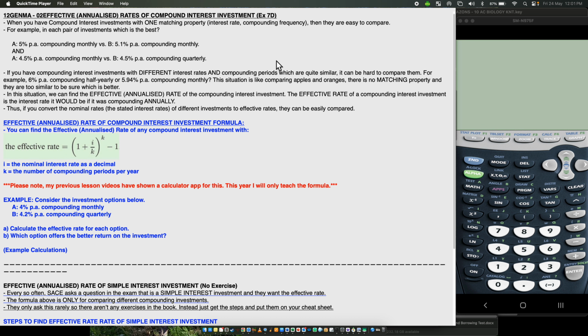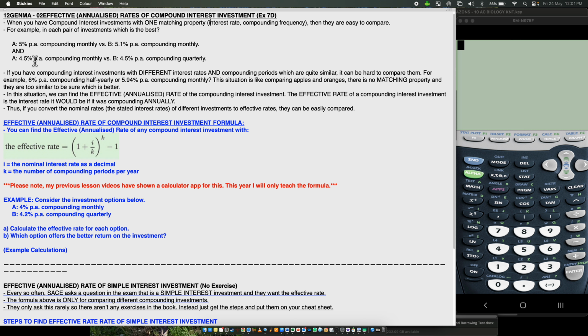This lesson is to cover exercise 7D, which is the effective or annualized interest rates when you have different compounding interest investments. Why is that important? Because if you've got compound interest investments with one matching property, for example, the interest rate or the compounding frequency, you can compare them easily.